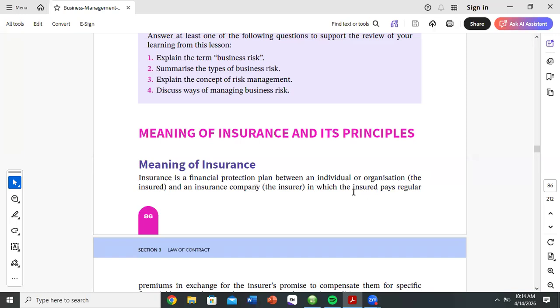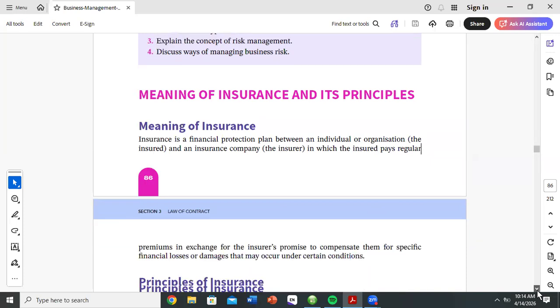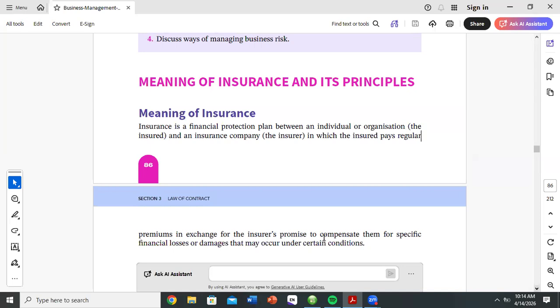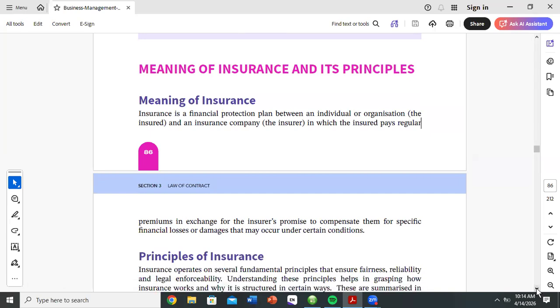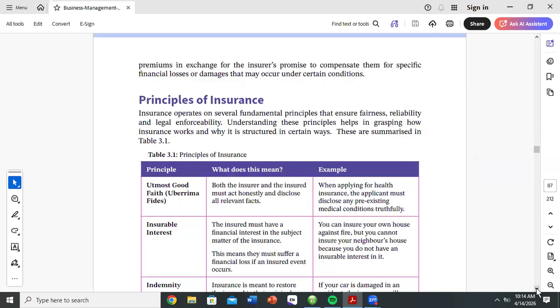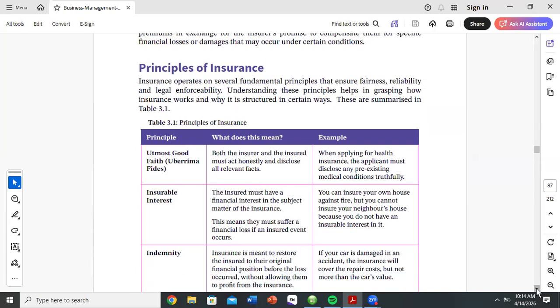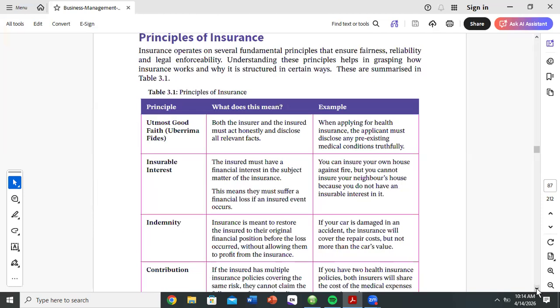And then the insured pays a regular amount, and this regular amount is called what? Premium. Okay. In exchange for the insurer's promise to compensate them for specific financial losses. I think last time I gave you a more concise definition, right? And then the principles, we saw utmost good faith, insurable interest, indemnity, proximate cause, subrogation, contribution, right?